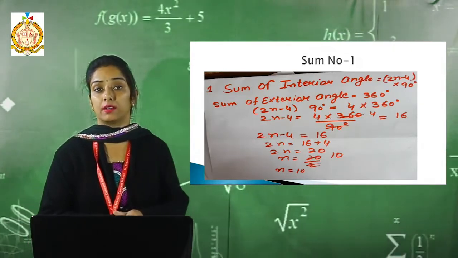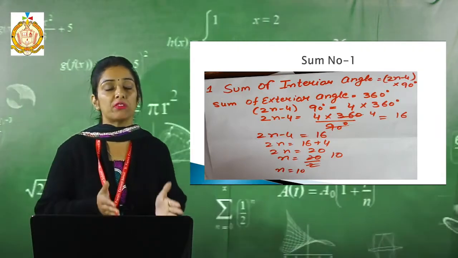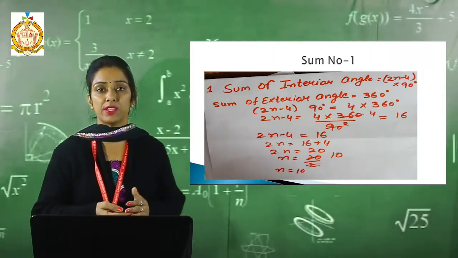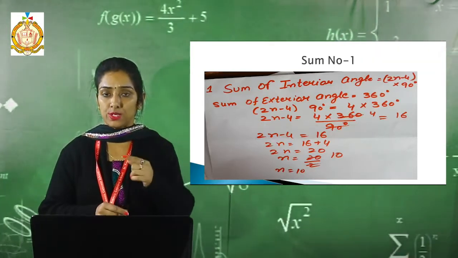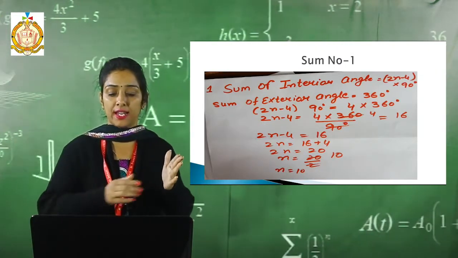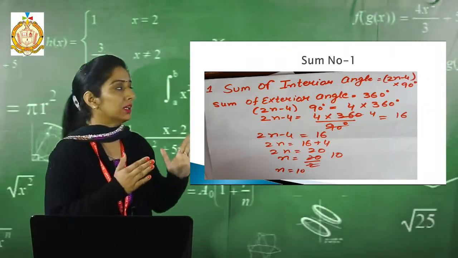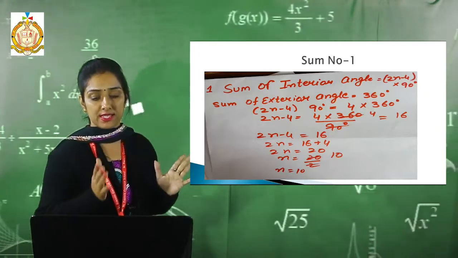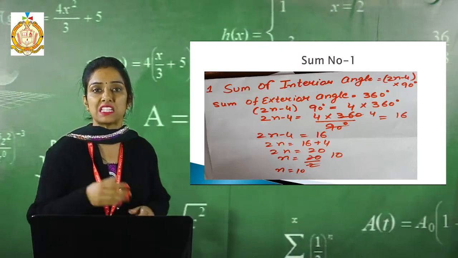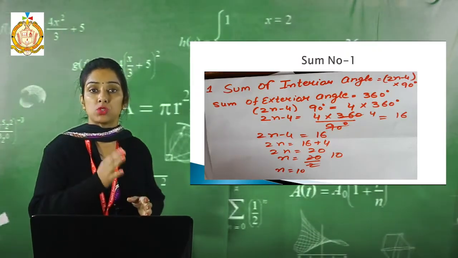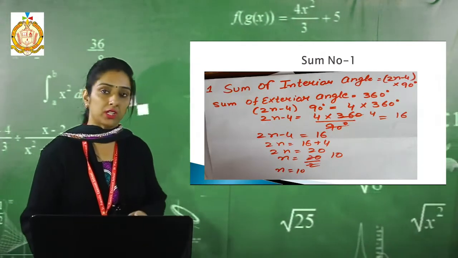Now what is the interior angle? The sum of interior angles is equal to 4 times the exterior angles. So (2n minus 4) multiplied by 90 is equal to 4 multiplied by 360. Now 90 goes to the other side, so 4 multiplied by 360 divided by 90. Now we cancel it, 90 with 360, we get 4 times 4, which is 16. Now 2n minus 4 is equal to 16, and 2n is equal to 16 plus 4, which is equal to 20. So 2n is equal to 20 and n is equal to 10, which is the number of sides of the polygon.